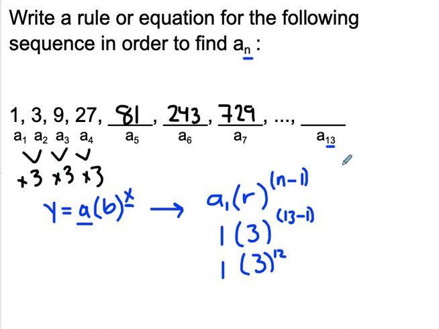13th term. 3 raised to the 12th power is going to give us a nice big number, which is 531,441. Now we multiply that by our initial value, which in this case is 1. So our final answer is 531,441. That gives us our 13th term.